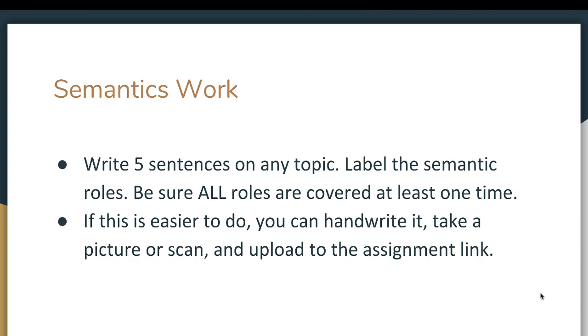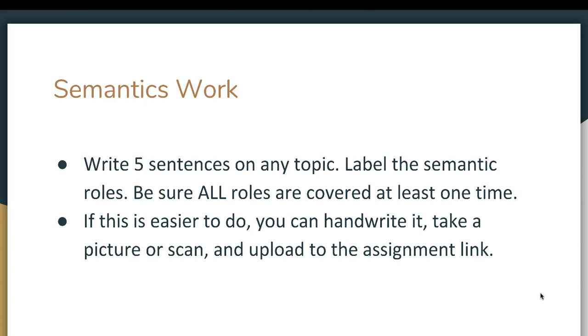Is it a location? Is it an instrument? Is it an experiencer? Is it an agent? Is it a theme? Is it a goal? Okay, so I want you to label those in your sentences. You need all of your roles covered at least one time. Now, some of them you're probably going to use more than once, but I want you to have your role used at least one time.